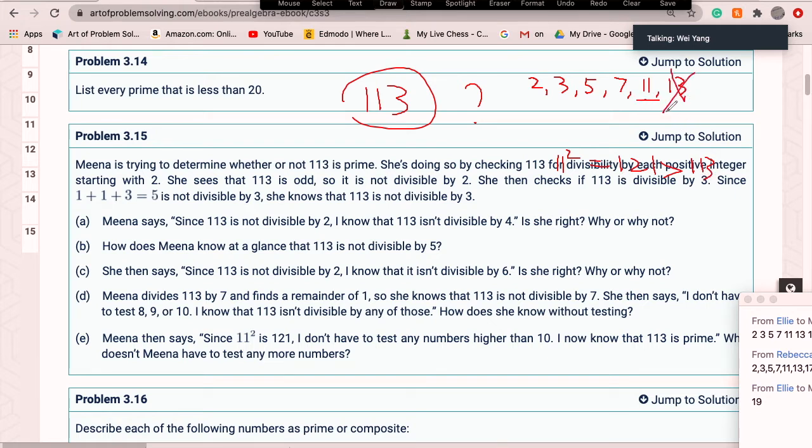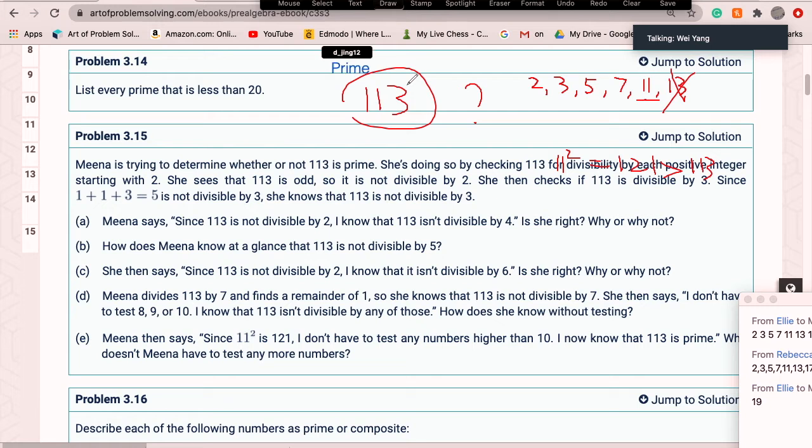You don't need to check 13. So this has to be a prime number. The largest number you need to check is roughly the square root of this number. So now we know that 113 is a prime number.